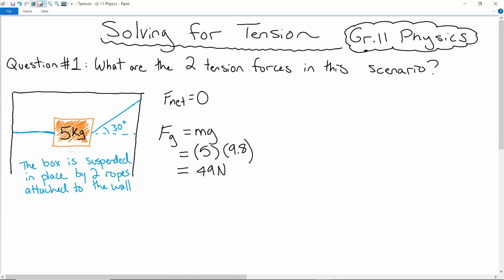So I know that there's 49 newtons of force because of the mass of this object, and that is straight down. But since the box is suspended, what must be happening is the ropes are actually stopping this force from causing acceleration. Therefore, there must be an equal and opposite force due to the ropes. So what I'm actually going to do, I want to focus on this specific rope first. So let me draw that out here.